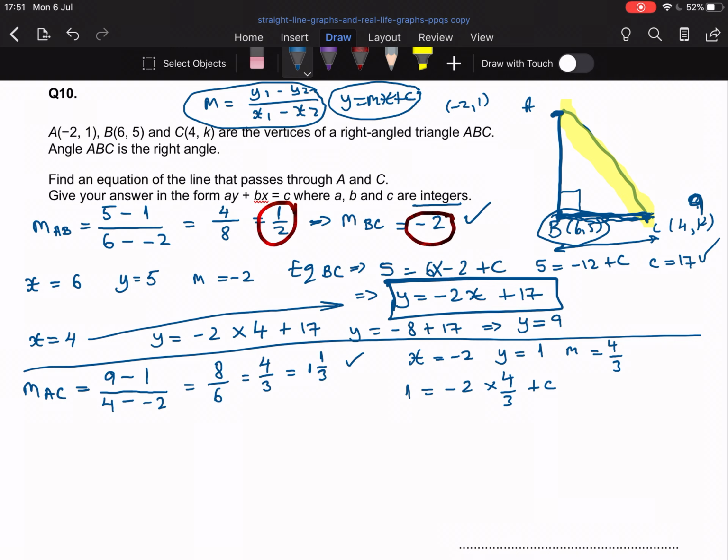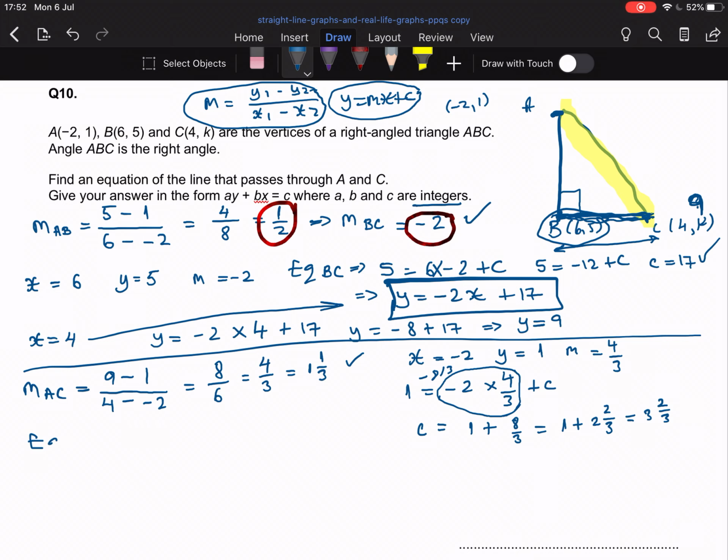Great. So this minus 2 times 4 over 3 simplifies into minus 8 over 3. So c is equal to 1 plus, because I'm taking it to the other side, 8 over 3. That's the same as saying 1 plus 2 and 2 over 3. So that's basically 3 and 2/3. So hopefully you've been following this, converting fraction into mixed number to make addition easier. So now I've got all I need for my equation.